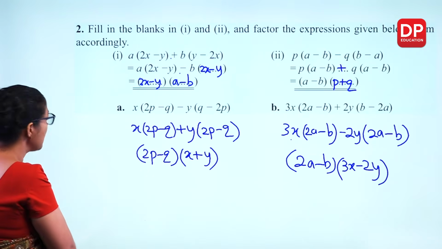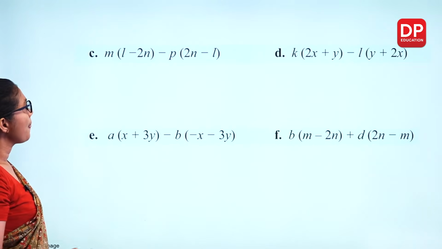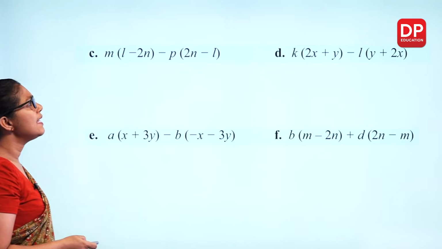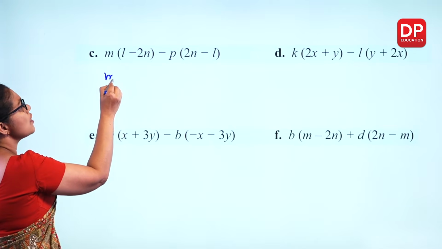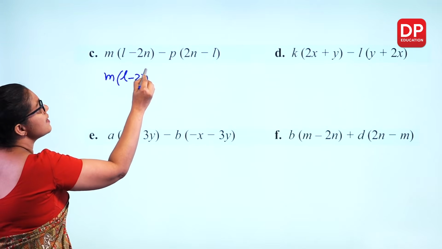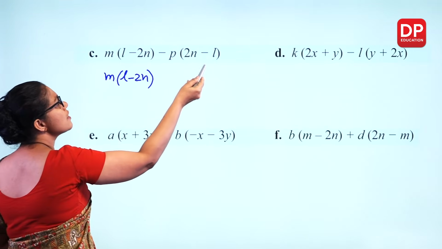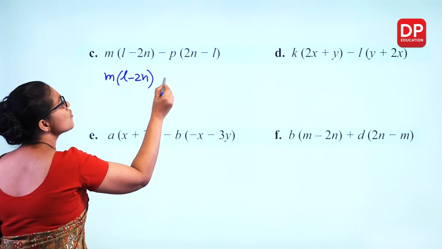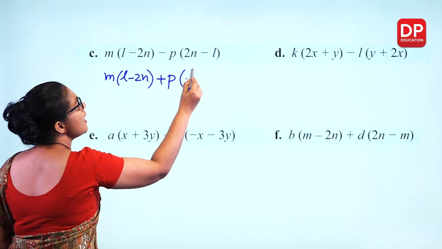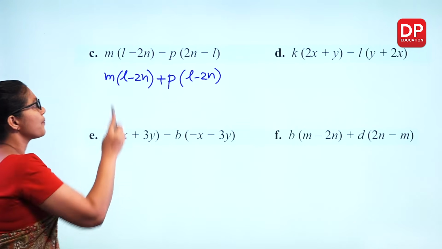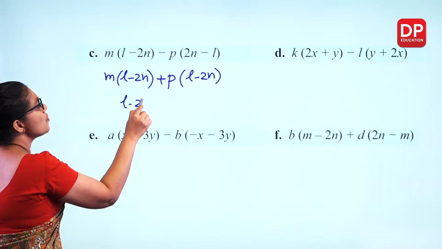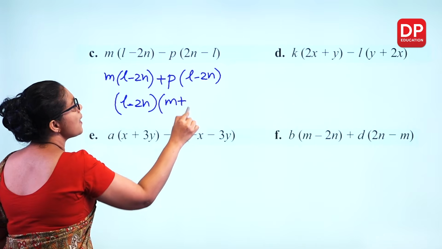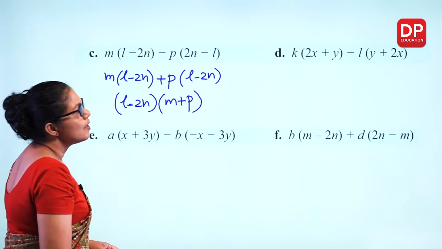Now we'll look at the next part. l minus 2n in the first one and 2n minus l in the next one. So we have to change the sign. So we'll write the first one as it is and switch these two. So when you are switching, remember to change the sign. So this becomes plus p, l minus 2n. So now we can see l minus 2n is common and the remaining part is m plus p. Look at the next question.